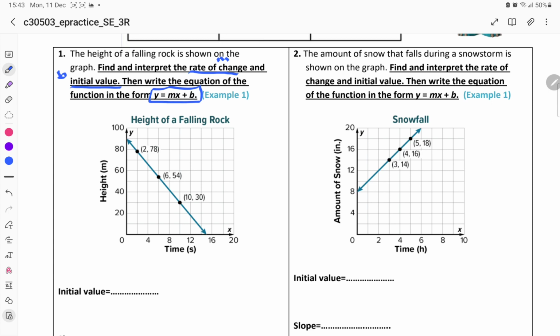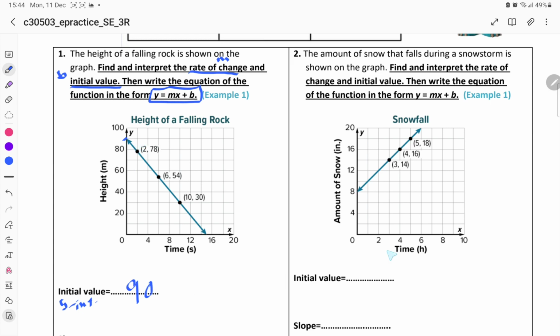Very good. The initial value is the same as the y-intercept. Where is this line cutting the y-axis? It's cutting it at this point. What is this point representing? Look, 60, 70, 80, 90. So the initial value here is 90.